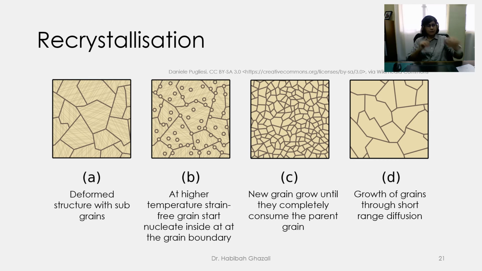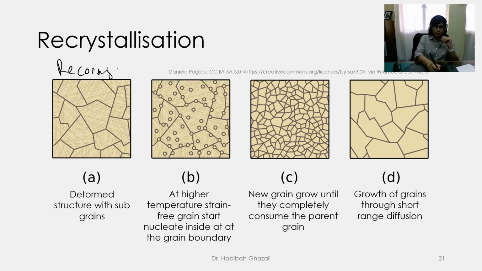So after the recovery process finishes, so this is the recovery. During this recovery process, the dislocations will start to move. The ones without the same configuration will cancel each other. The ones with the same configuration will start to arrange themselves to form a tilt boundary.